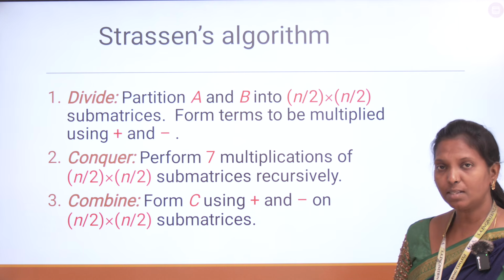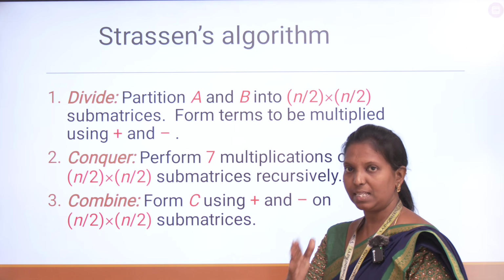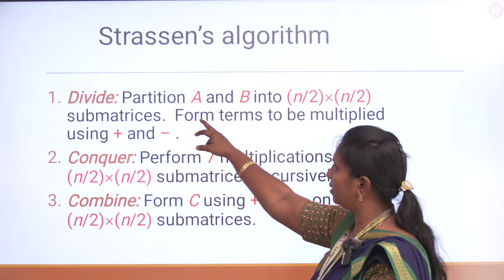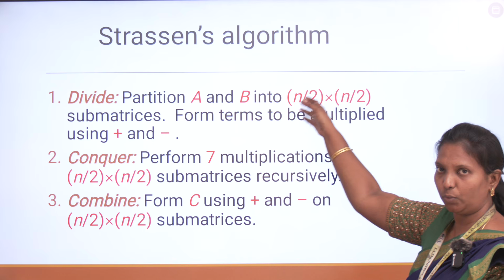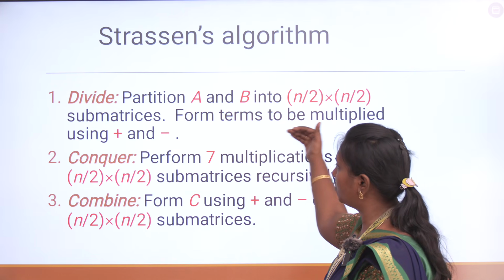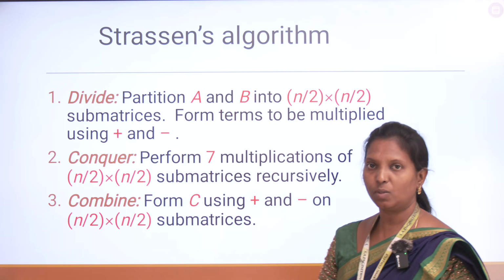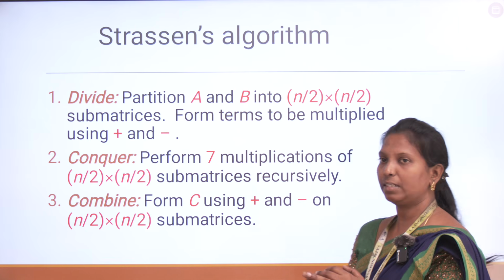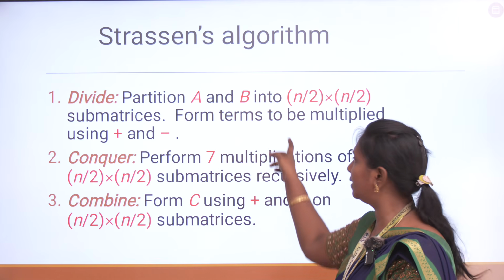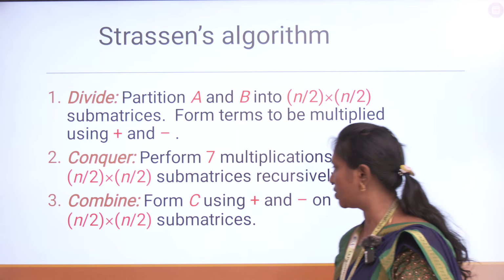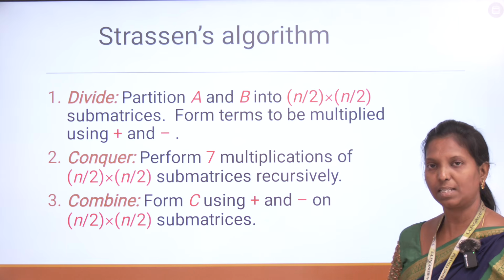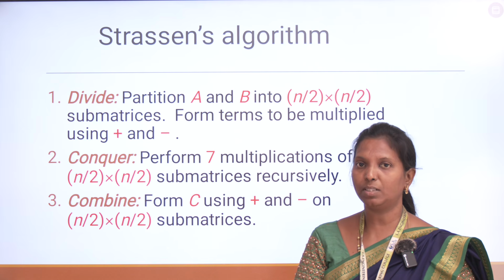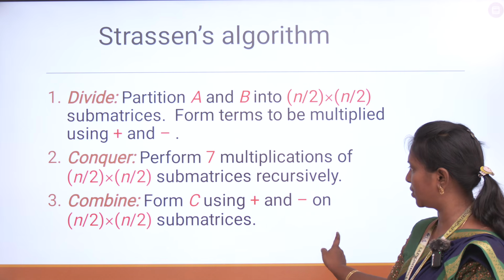By using the divide and conquer method, each partition takes up a recursive nature. First, dividing the partition, A and B give you n by 2 by n by 2 matrices, and the parts are combined by plus and minus. This is the first step, the divide. Then conquer gives you 7 multiplications on those n by 2 matrices, and combination gives you C, again with plus and minus. So instead of multiplication, we mostly depend on plus and minus in Strassen multiplication.